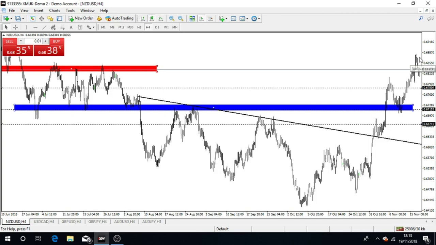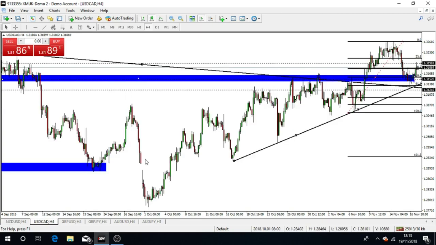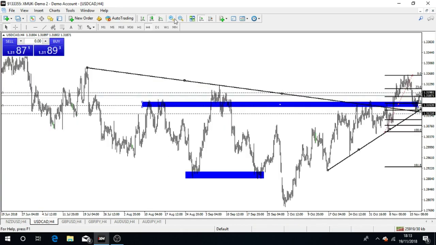Now the next pair I'd like to have a look at is US dollar CAD. This is a trade that I did place this morning. Now if we zoom out, we can see that we bounced off our descending trend line 1, 2, 3 times. Now we zoom back in. On the third time we struggled to push back lower, and instead we started an upwards phase, bouncing off our ascending trend line 1, 2, 3 times also.